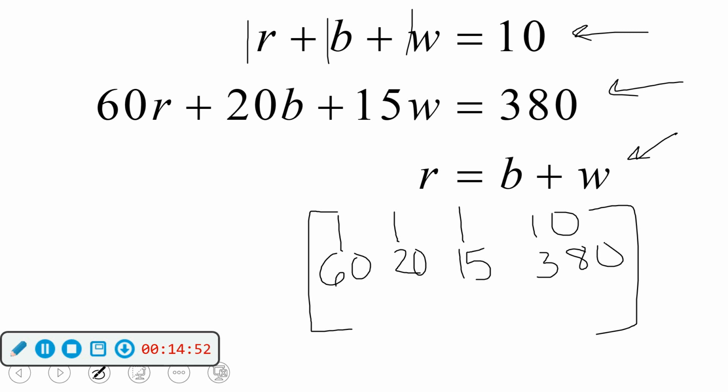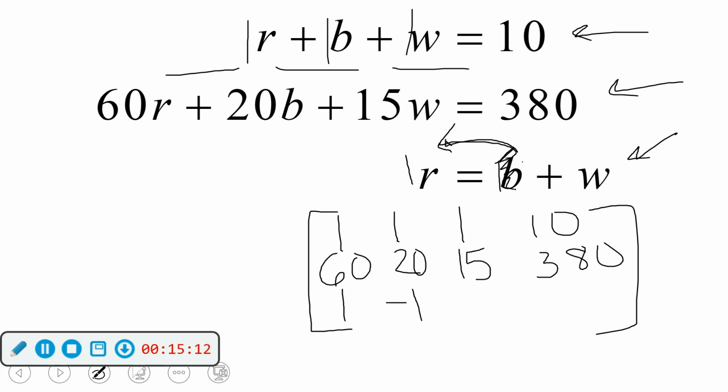Now R has to go first. Well, R is already over here. That's awesome, okay? But then the B has to come over to the other side because it has to line up and go R, B, W. So when the B is a positive 1, it crosses over the equal sign and goes to the other side. It becomes a negative 1 and it disappears on the right.